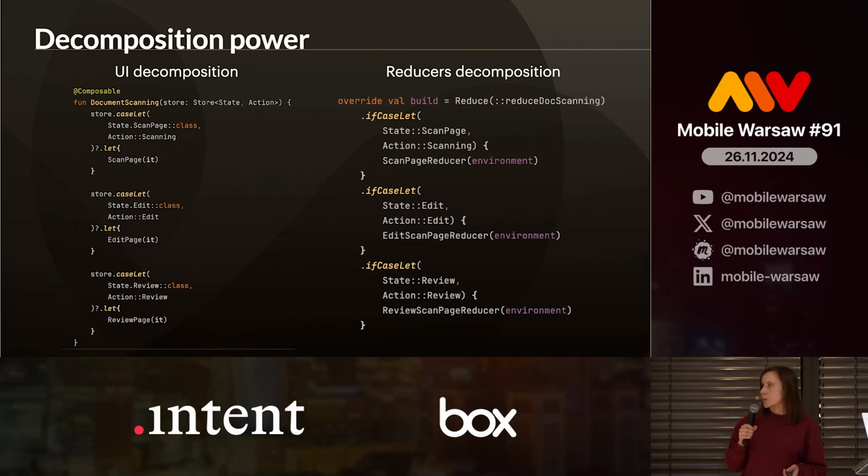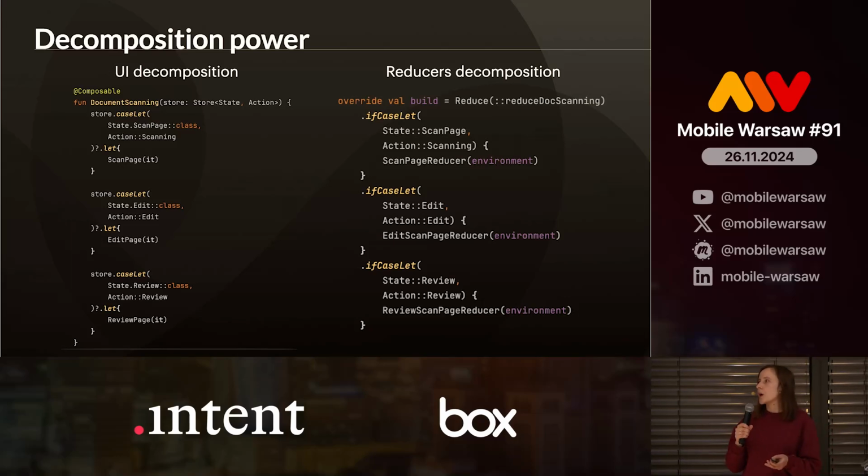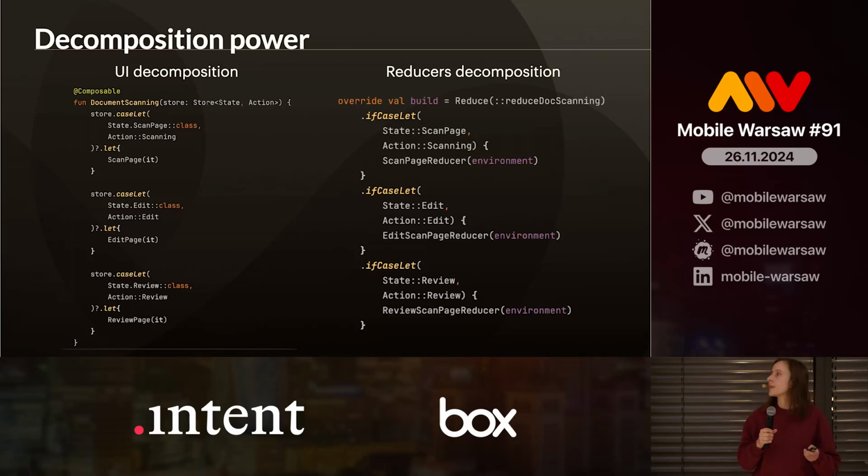Let's see that on the example. We have the document scanning feature code here, a part of this code. The document scanning feature consists of 3 sub-features, 3 pages: scanning, editing, and reviewing. Each of these sub-features has its own logic in the reducer and also has its own composable UI. All of them compose together one greater document scanning feature.